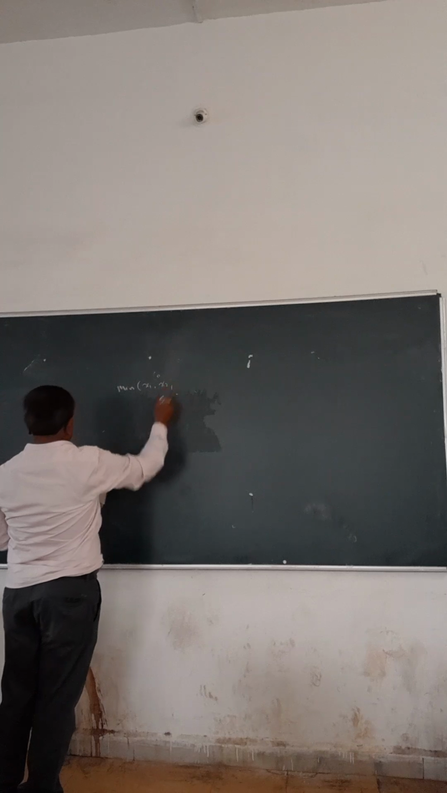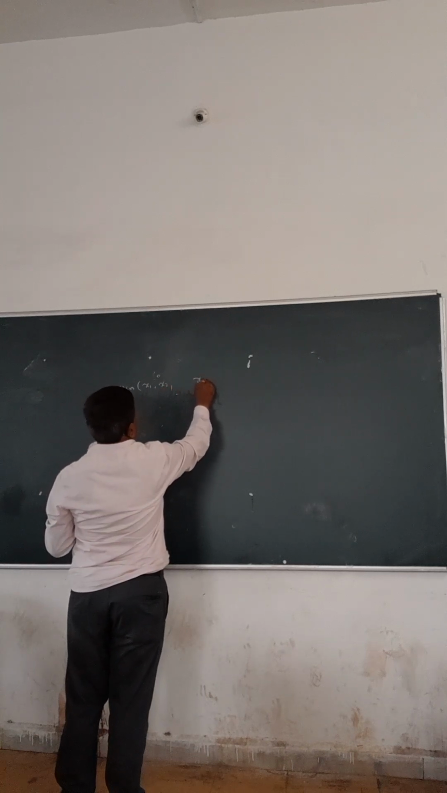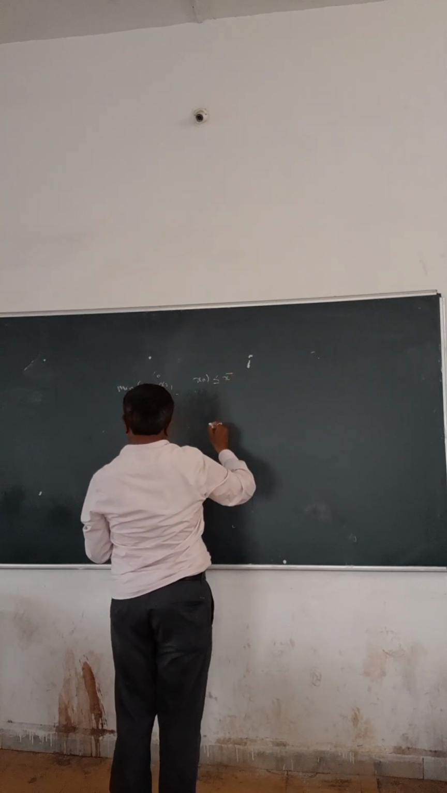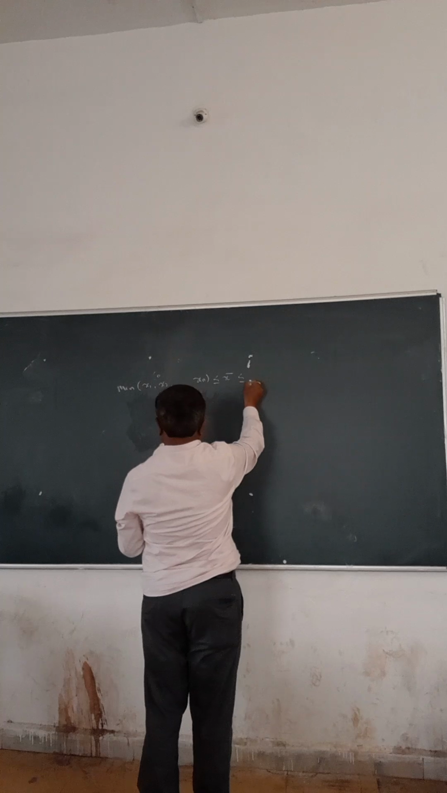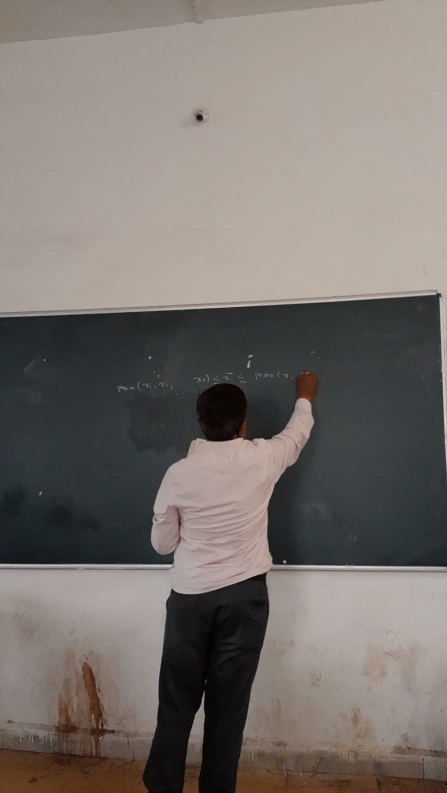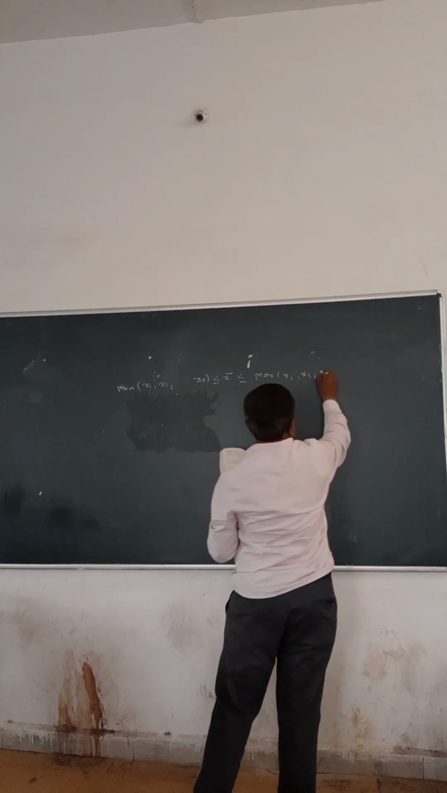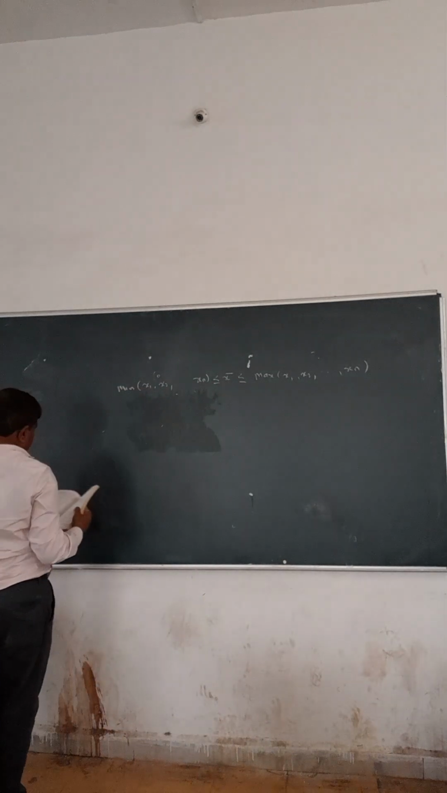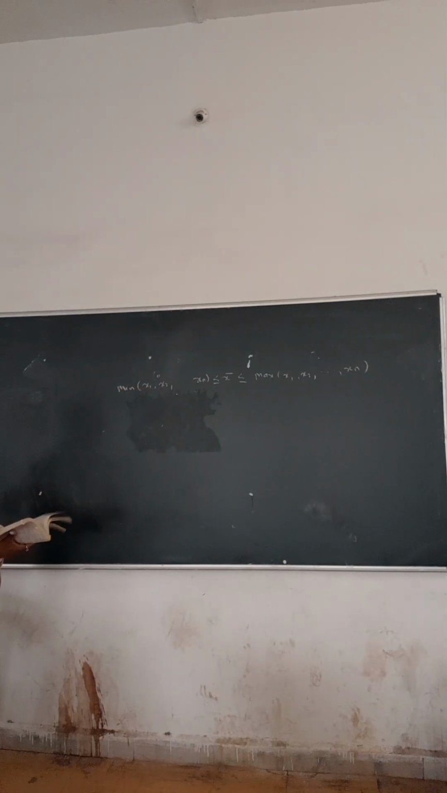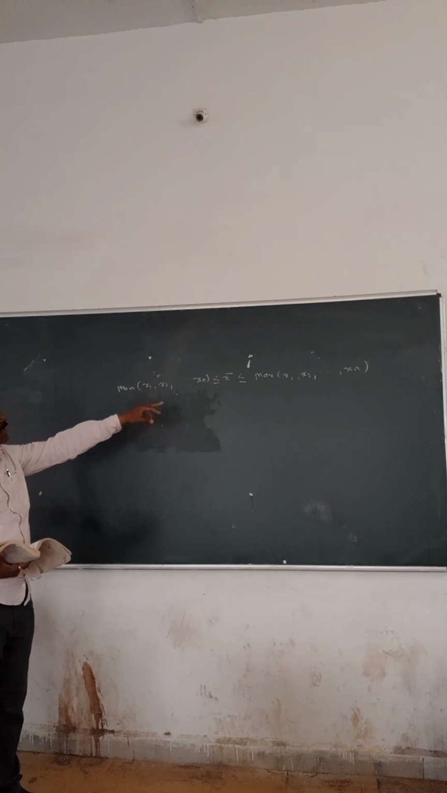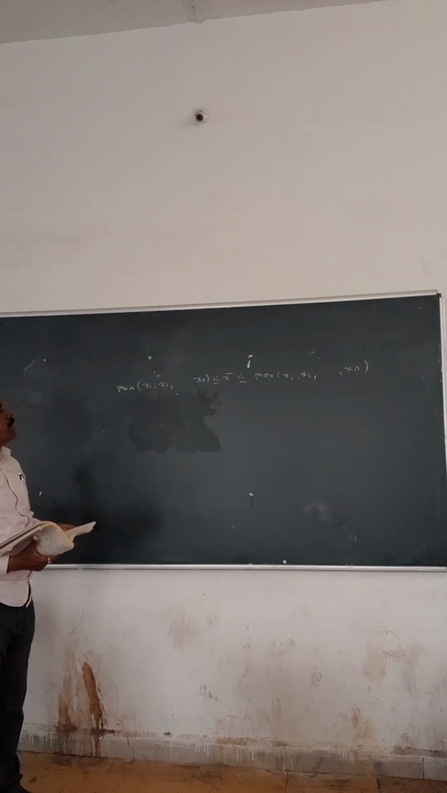minimum of x1, x2, ..., xn is less than or equal to x bar, which is less than or equal to the maximum of x1, x2, up to xn. That is, minimum of x1, x2 up to xn is less than x bar, less than maximum of x1, x2 up to xn.